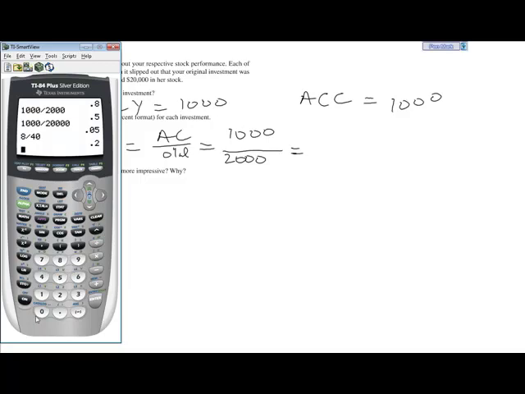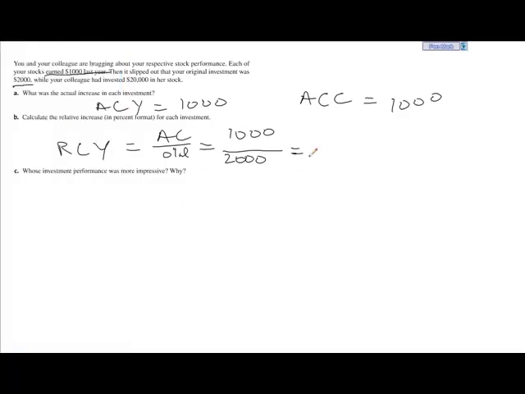Whoops, I guess we can calculate that. So 1,000 divided by 2,000 is equal to 0.5. Now that's 0.50, which is the same thing as 50%. So yours grew by 50%. That means you gained $50 for every $100 that you invested. That's really, really good.